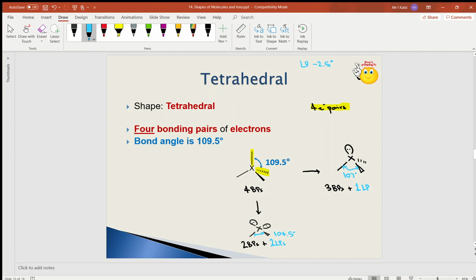Now, recently one of my pupils asked me a question. Well, if you've got 4 electron pairs, what happens if you've got 1 bonding pair?